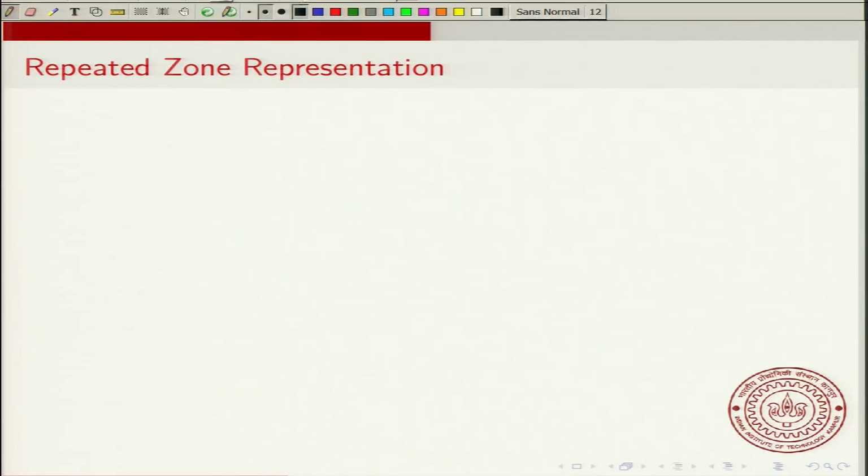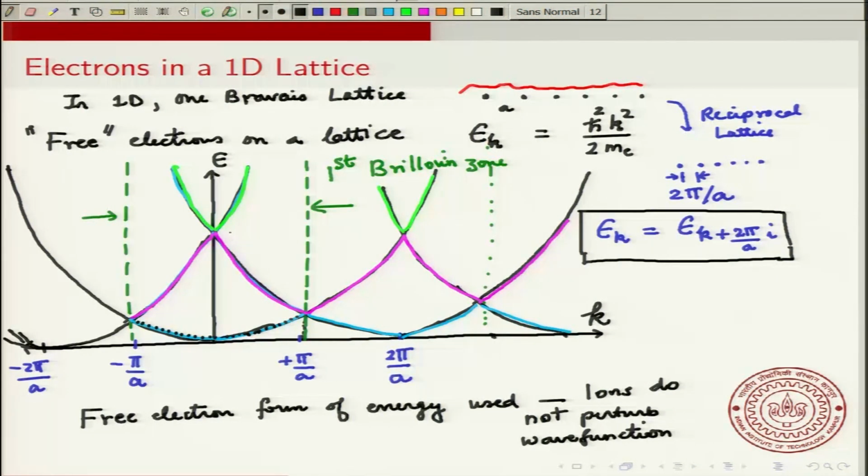This weak perturbation will actually change the band structure right where these lines cross each other. Like this region, etc., there will be some perturbation. We will see that in a few minutes.